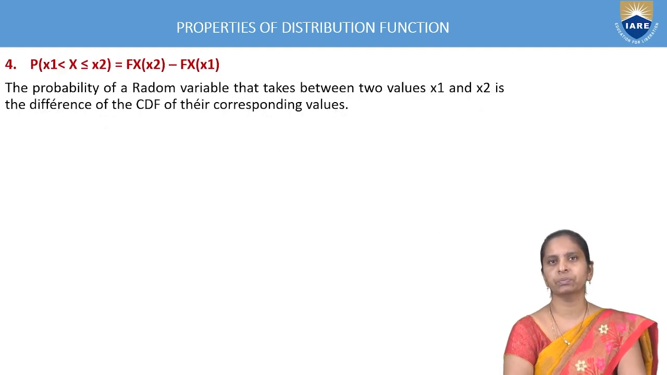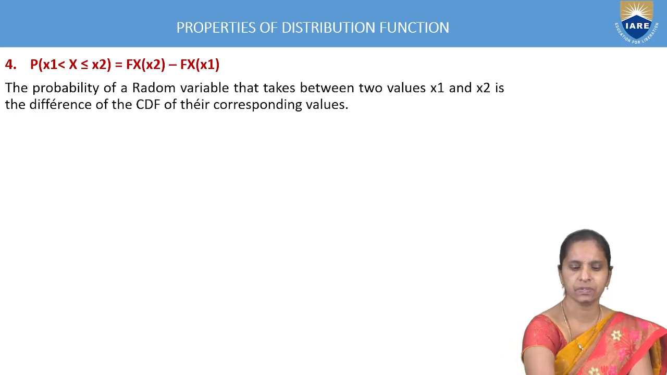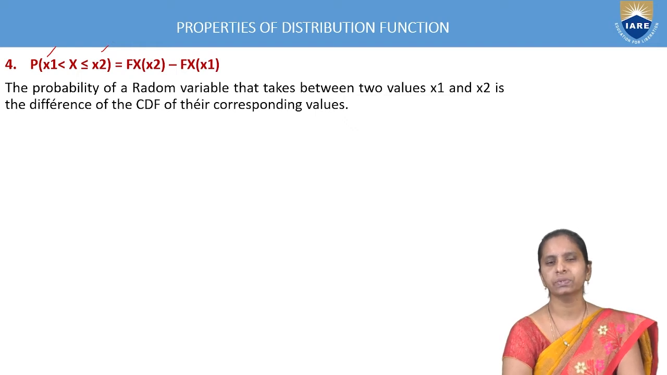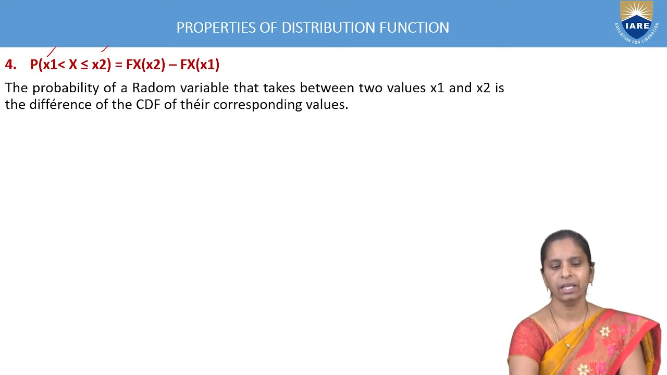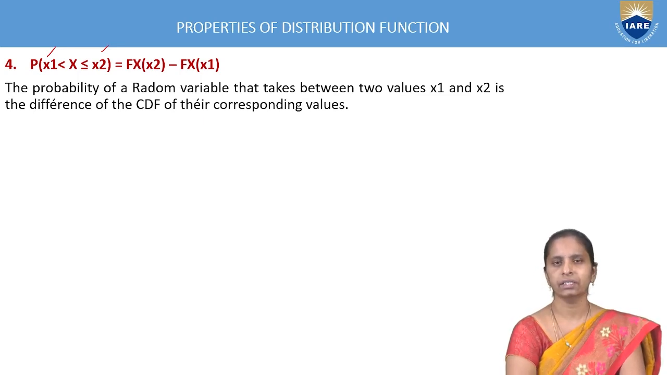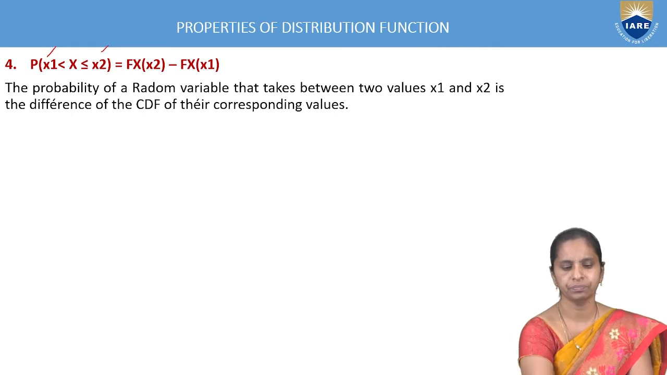And coming to the fourth property. What is the fourth property of the distribution function? It states that the probability of a random variable X between two values, x1 and x2, is equal to the difference of the distribution function of the corresponding values. It means P(x1 < X ≤ x2) = F(x2) - F(x1). Let us prove this property.